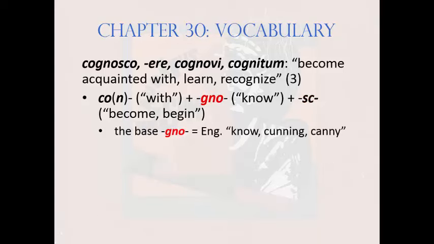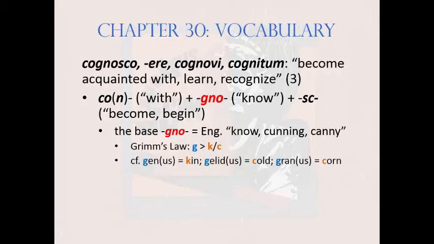Another thing worth noting about this verb is that it's cognate with English words like know, cunning, and canny. Through a process called Grimm's Law, G changed to K or C in Germanic languages, of which English is one. Thus, what was inherited from Proto-Indo-European as gno became kno or can in English. This Grimm's Law process didn't, however, affect Latin, where gno remained gno.